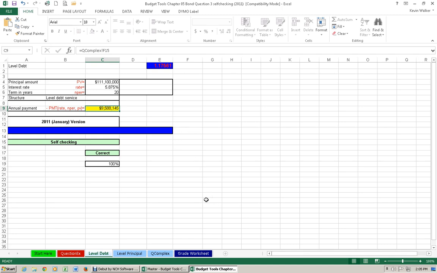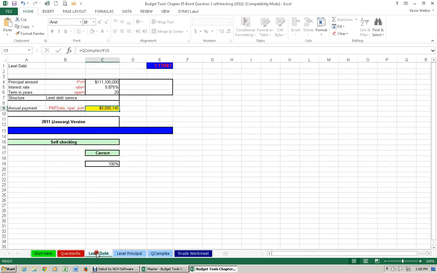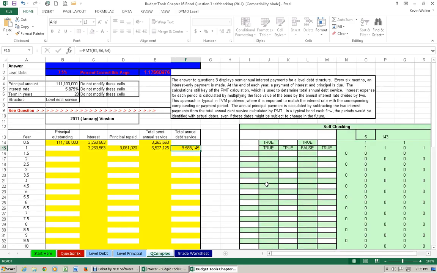Now, I had trouble doing this. I've had other students using different versions. They should be able to copy this and put it in here. And what would actually be up here was an equals with an exclamation, and it would say level debt exclamation and then reference cell C9. But I couldn't get it to work, so if it works for you, fine. If it doesn't, well, there you are.